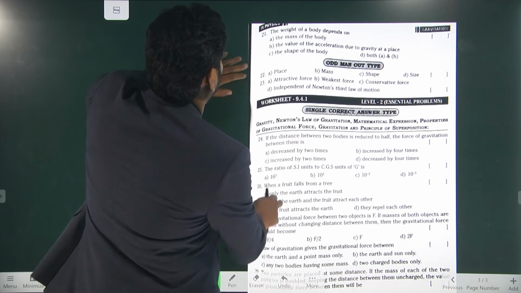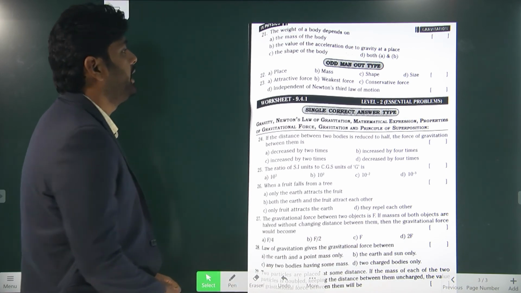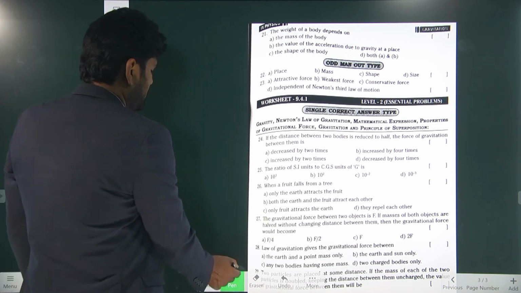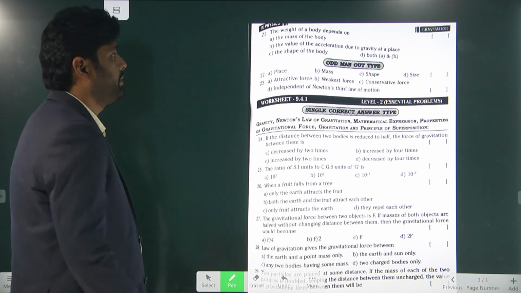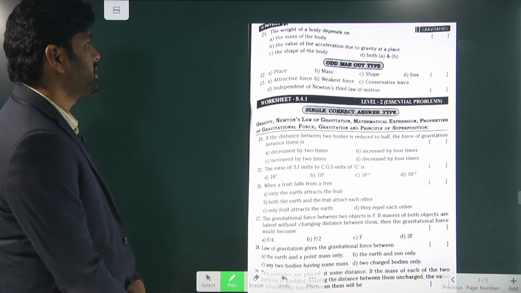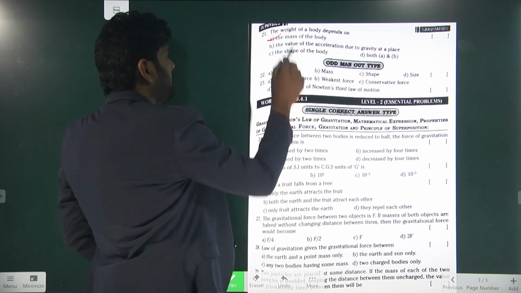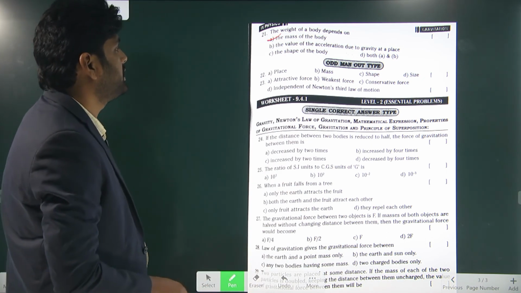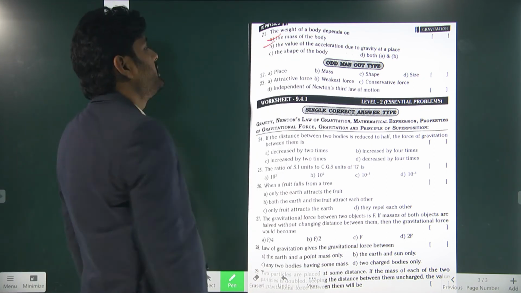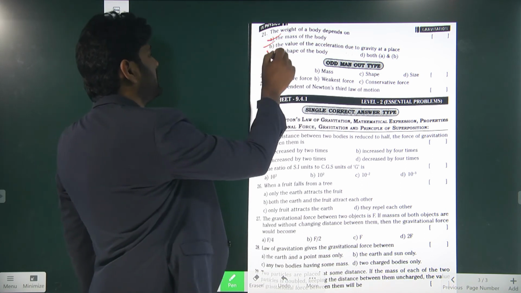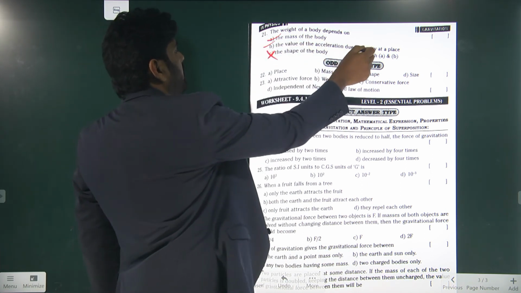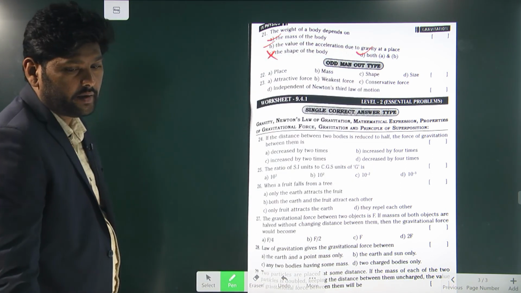This is the question. The weight of the body depends upon mass of the body, yes, it is right. The value of the acceleration due to gravity, this is also right. Shape of the body, this is not correct. So both A and B are the answer.